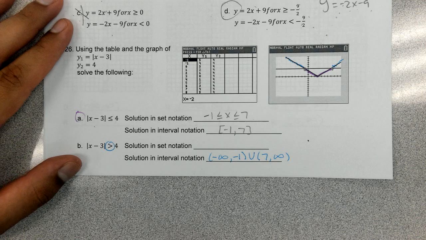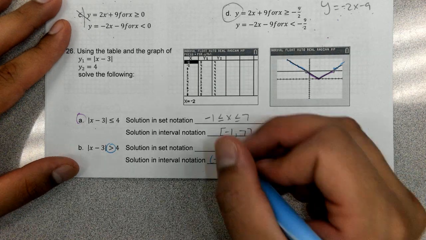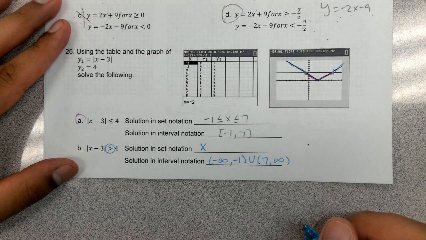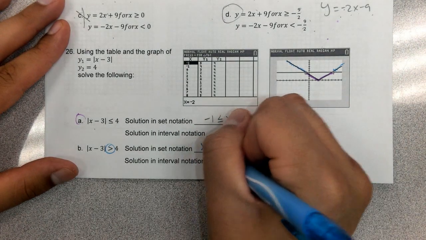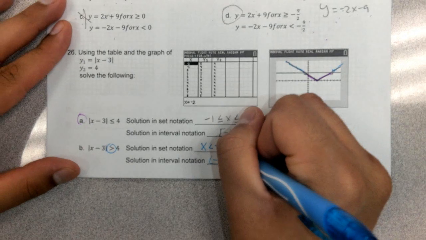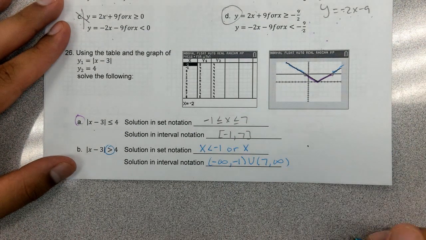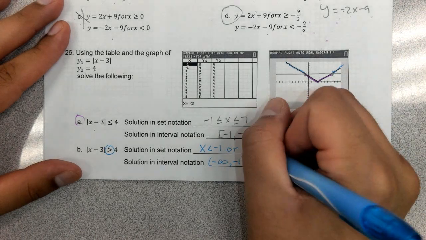Alright, so then our solution set would be all the x values on the left side have to be less than negative 1, or for the right side, all the x values have to be greater than 7.